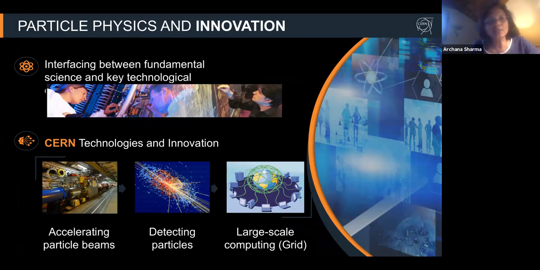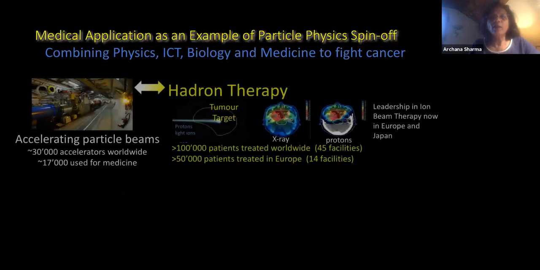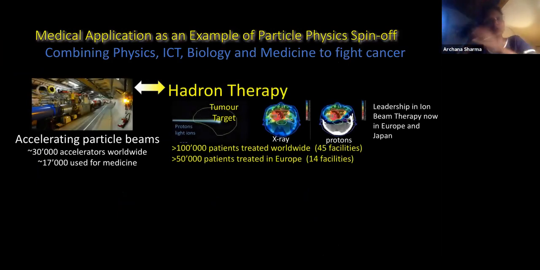And it's not only CERN, it's the whole of the collaborators and the whole of the collaborations who are owners of these technologies and the innovations that have come about by using the accelerating beams, by using all the techniques that we use for detecting particles, and of course the grid computing that has come out from all what we do at CERN. So an example here I can show you is about hadron therapy. You may have heard about hadron therapy, or maybe you are familiar with that.